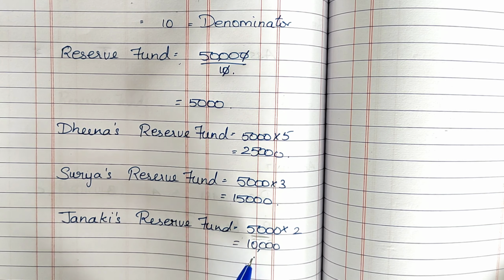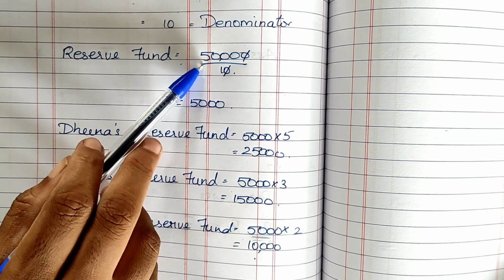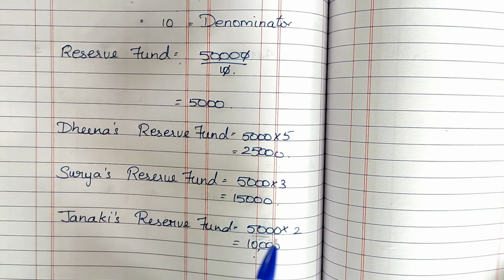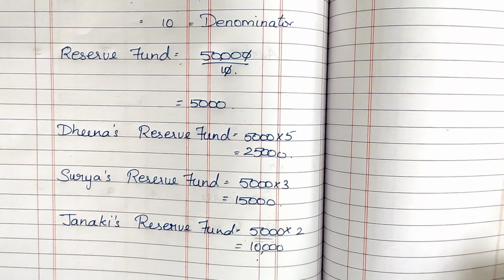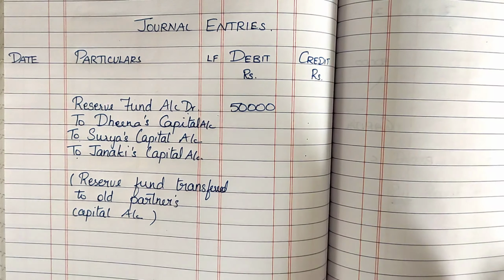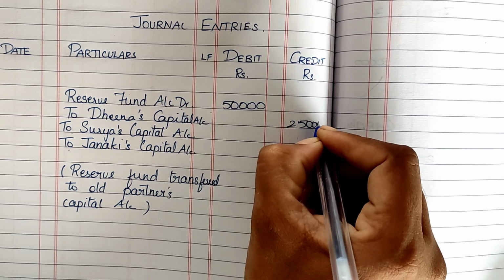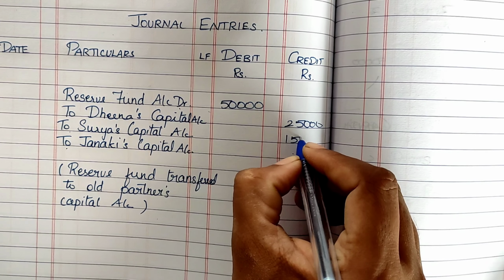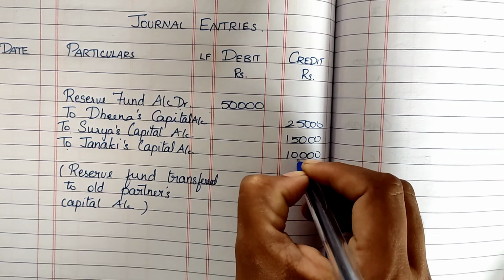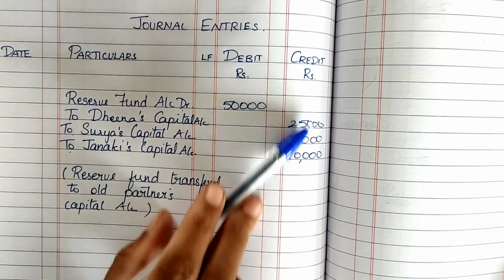When you add the three shares of the reserve fund, you should get back the total amount of the reserve fund, which is 50,000. So now we are going to take these three shares and put them into the journal entry credit column for the partners. So back to our journal entry, Deena's capital account is 25,000, Surya's capital account is 15,000 and Janaki's capital account is 10,000. So when you add 25 plus 15, 40, 40 plus 10, 50,000. Debit must be equal to your credit.